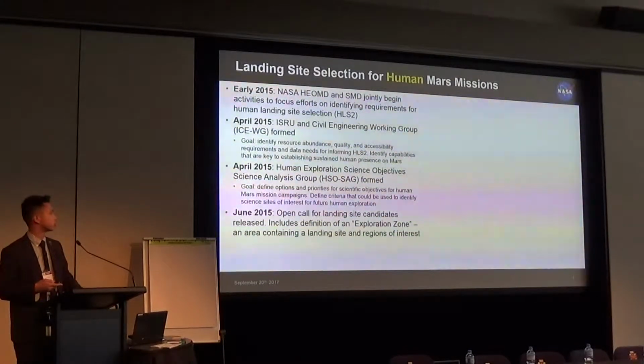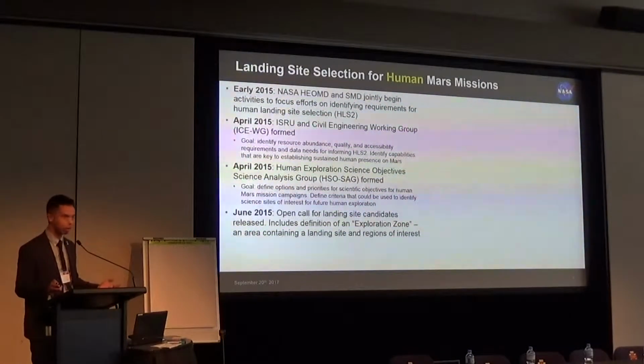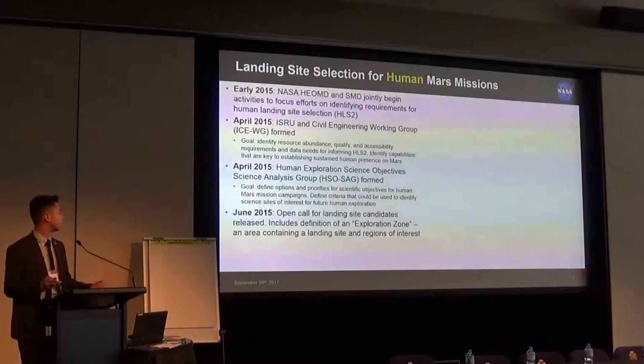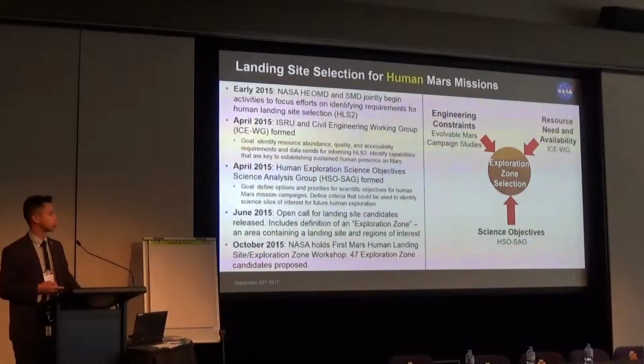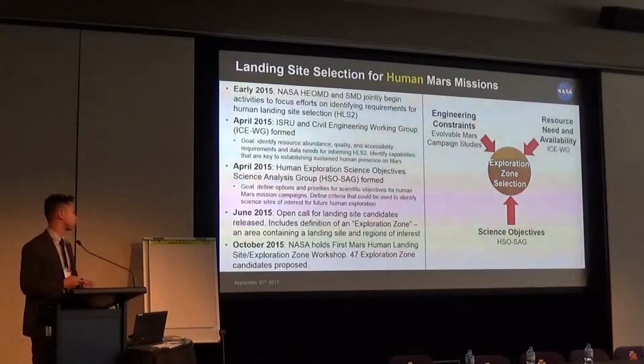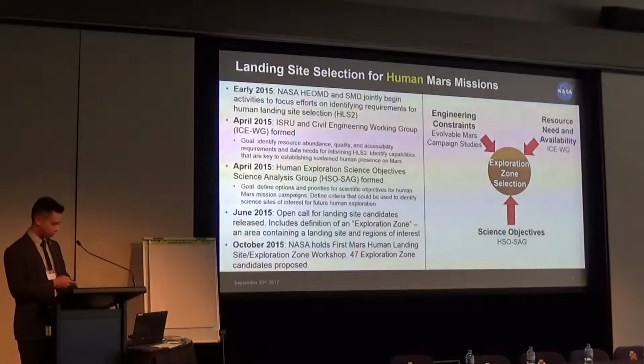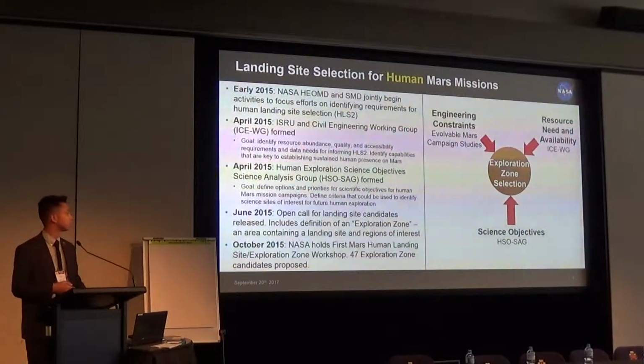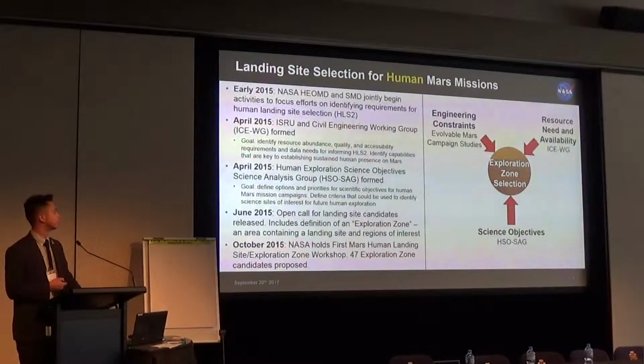In mid-2015, there was an open call for what is called an exploration zone, and you've seen a lot of references to that in the last two talks. Essentially, it's a 100-kilometer region that we perform exploration in. Then in October 2015, NASA held the first human landing site selection workshop, which was basically the confluence of the outcomes of these working groups: the engineering constraints coming from those evolvable Mars campaign studies that I previously mentioned, the resource need and availability from that working group, and the scientific objectives. Out of this, 47 exploration zone candidates were proposed.